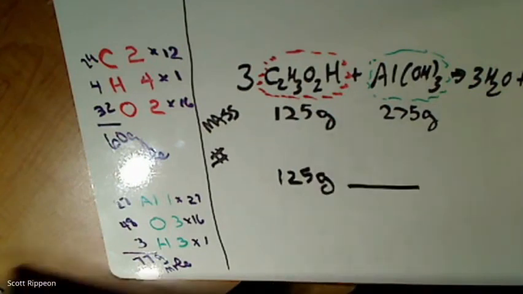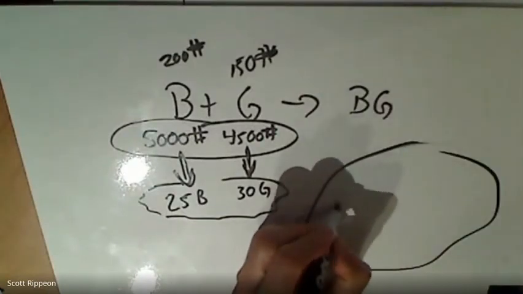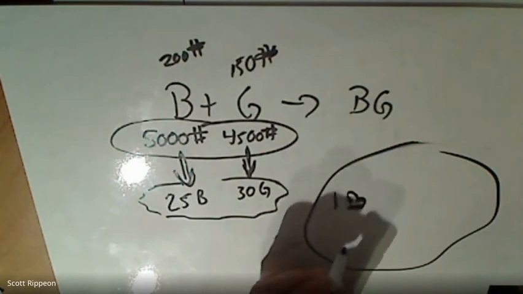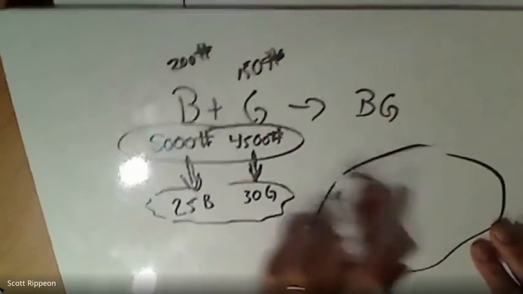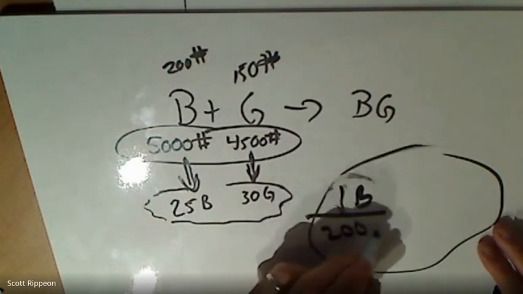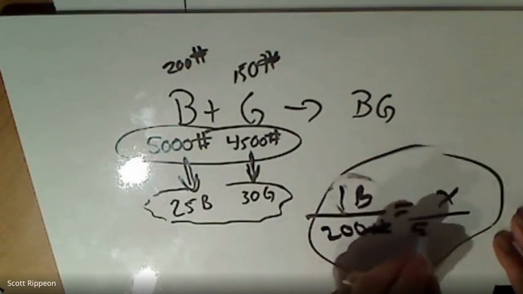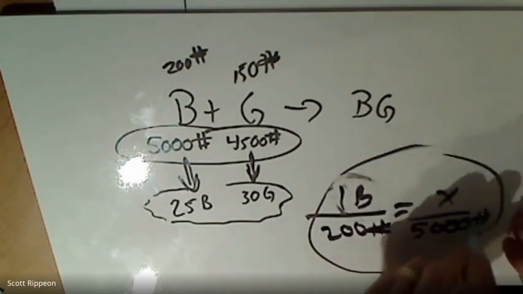Before I do that, real quick, did you ever do this? If one boy is 200 pounds, then X boys is going to be 5,000 pounds. Does that make sense? If the ratio of each boy is 200 pounds, then X boys, we don't know how many boys, is 5,000 pounds. Right? Now watch this.